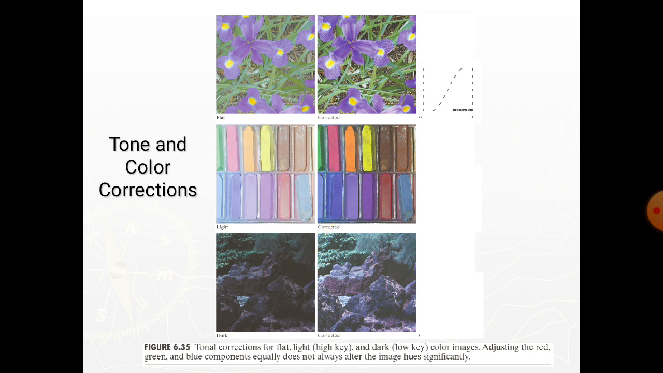We can see here the graph. This is the corrections of flat, light and dark color images. The transformations for modifying image tones normally are selected interactively. This figure shows typical transformations used for correcting three common tonal imbalances: flat, light and dark images.